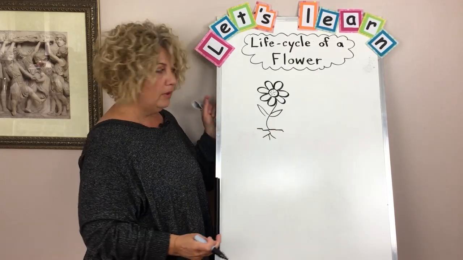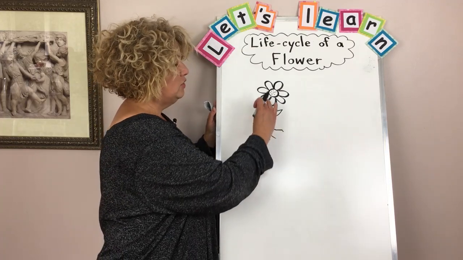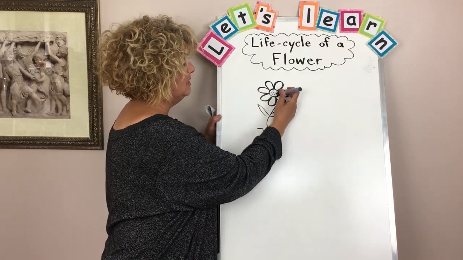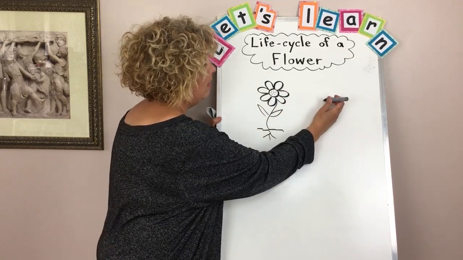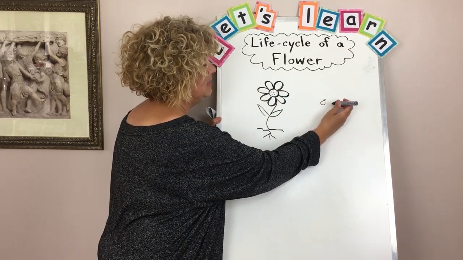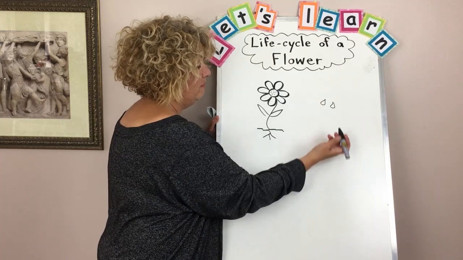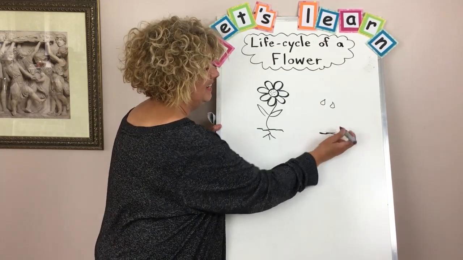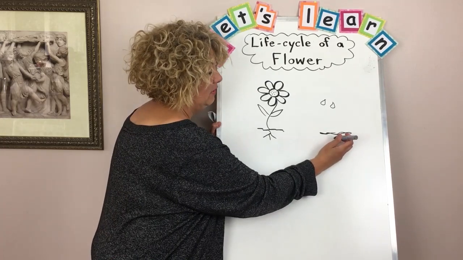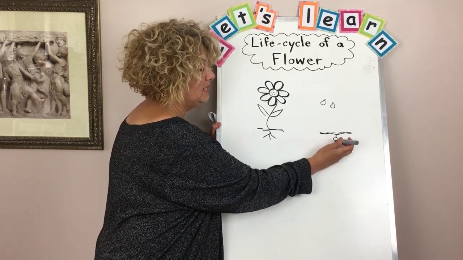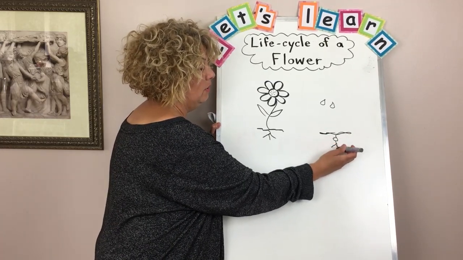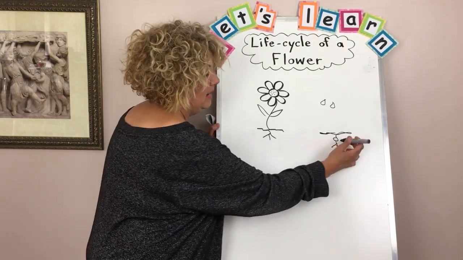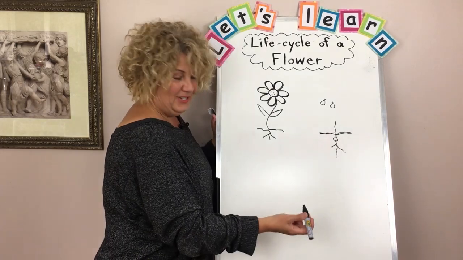So there's my flower. Okay, and I'm going to imagine that that flower is starting to die and those little seeds that are in the center, they're going to fall out. So here are some of my seeds and they're going to fall down into the ground. So here's my ground and that seed has fallen underground and look what's happening. It's starting to grow some roots under the ground. And then after the roots, a stem will start to grow.